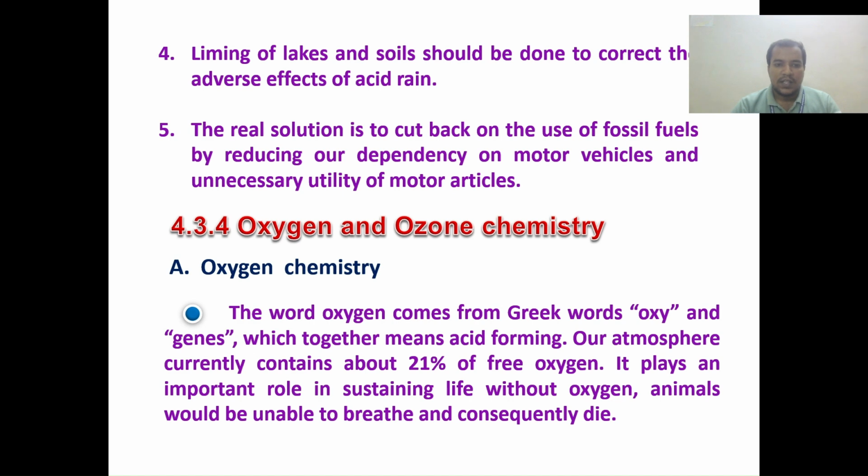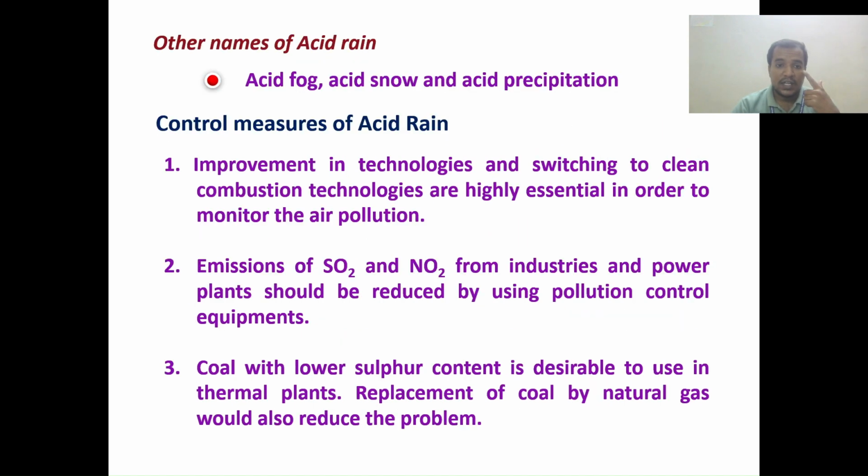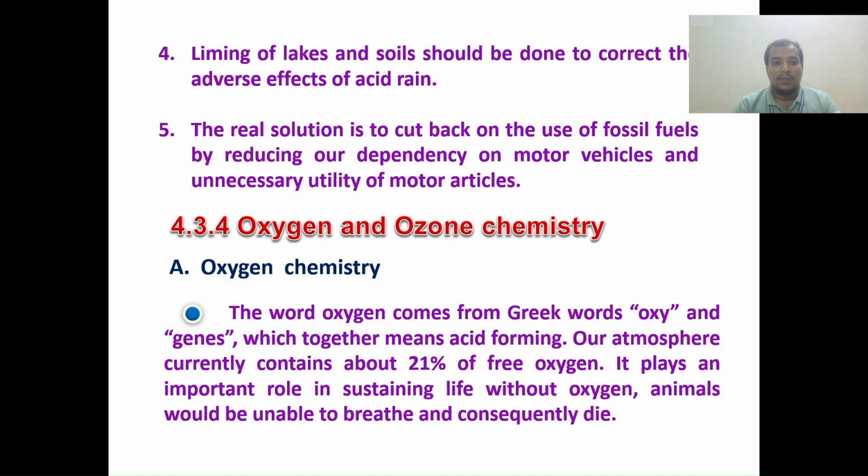And some other control measures: liming of lakes and soils should be done to correct the adverse effects of acid rain. So the real solution is to cut back on the use of fossil fuels by reducing our dependency on motor vehicles and unnecessary use of motor articles.